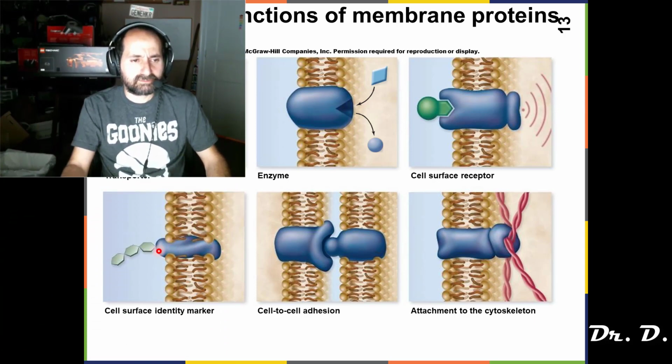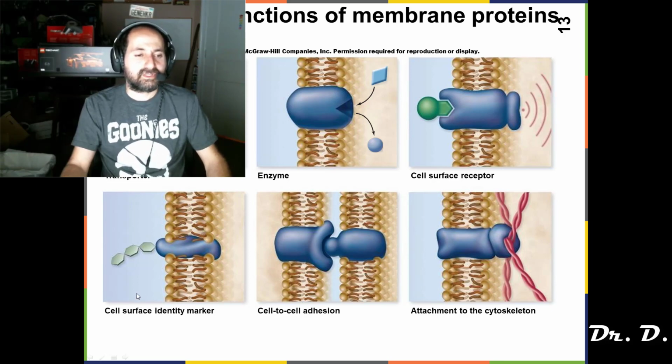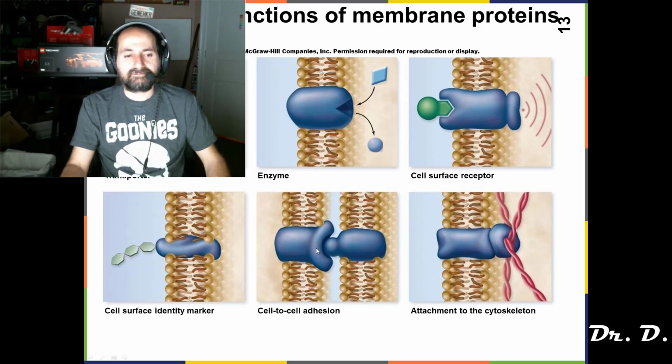You could have transmembrane proteins that are identity markers. They're here to identify the cell. So, for example, your white blood cells might want to know, is this a self cell or a foreign cell? Because it might want to destroy the foreign cells in your body. Well, the identity markers on the cell will help to distinguish that.